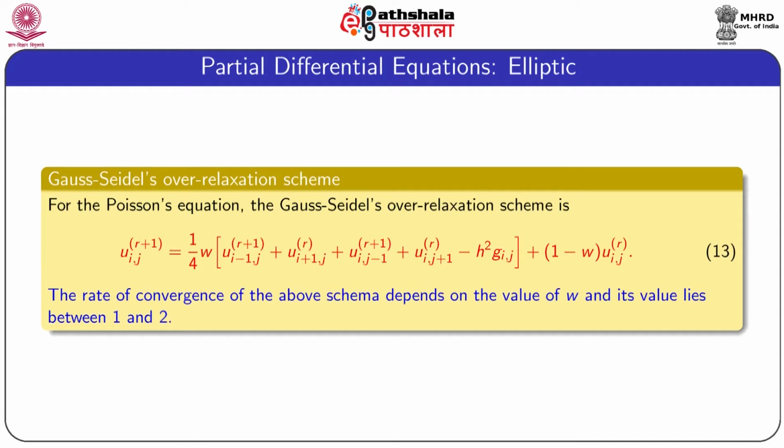The rate of convergence of the above schemes depends on the value of w and its value lies between 1 and 2. So generally we select the value of w more than 1 but less than 2. Using the values of w we can accelerate the rate of convergence of equation 12 or equation 13. But the choice of a suitable w is a very difficult task. That means for different values of w we get different numbers of iterations to get the optimal solution.